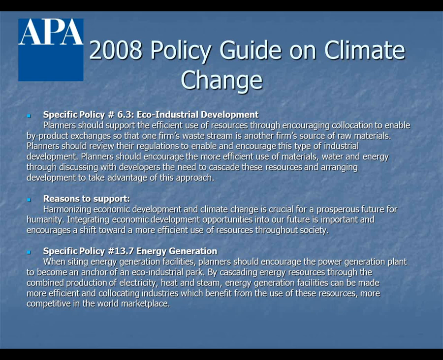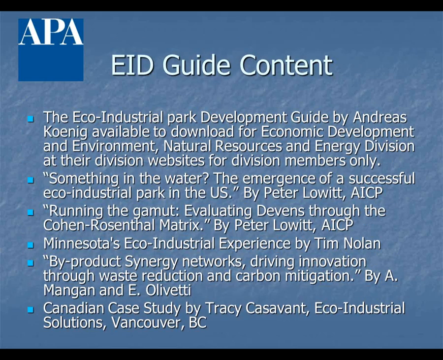The Economic Development and Environmental Natural Resource Divisions help publish an eco-industrial development guide, which can be found on both of these divisions' websites. This is a members-only asset. If you're a member of either of those two divisions, you can download this content, and it's sort of a how-to guide to create eco-industrial parks in the U.S. and a number of case studies that you can see on the screen.